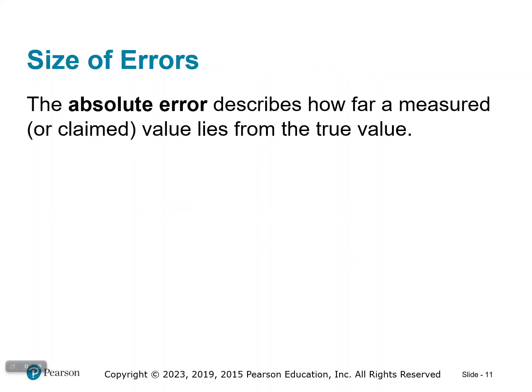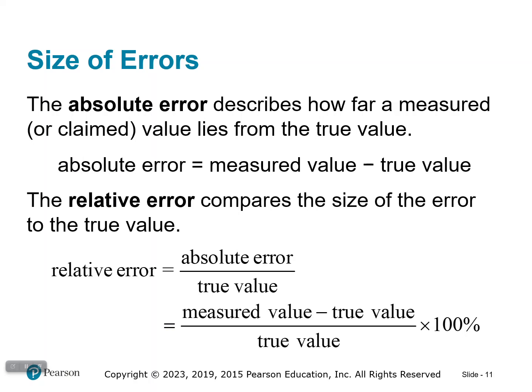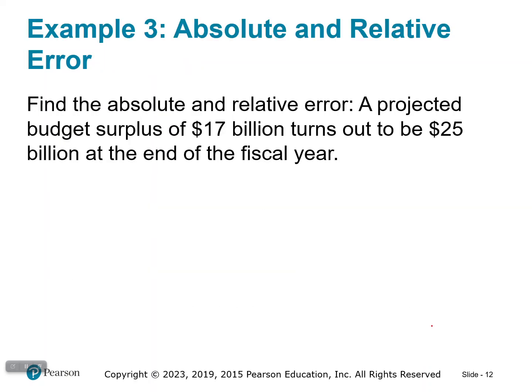Okay, sizes of errors. The absolute error describes how far a measured value lies from the true value. Measured or claimed, whichever. Absolute error is measured value minus true value. The relative error compares the size of the error to the true value.